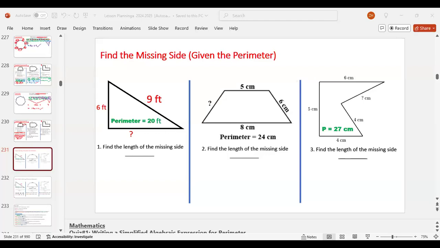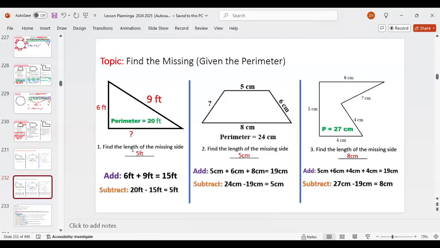Okay, so let's go ahead. So what we're gonna do now is we're gonna answer these questions that are on the screen. And then we're gonna move on to health science and general science. So for the questions on the screen, they want us to find the missing side. And we know that the perimeter is 20. So the idea here is, let me show you all the answer. The missing side here is 5 feet.